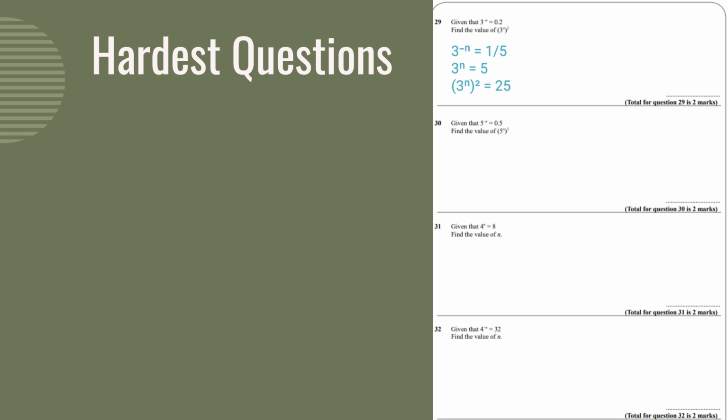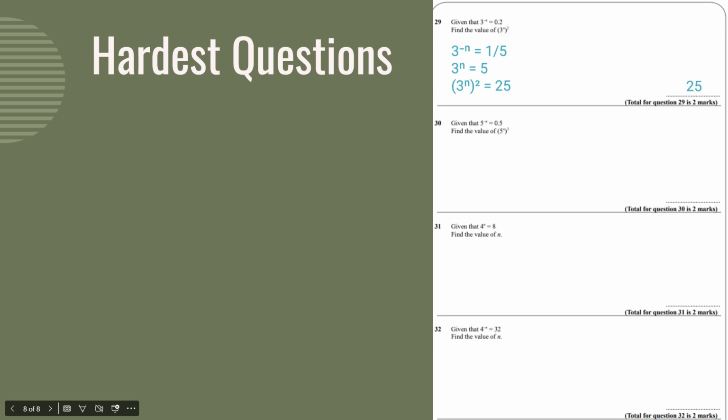As we were on about before, it's 3 to the power of negative 1, this would equal a third. So 3 to the power of n would just be 3. So (3 to the power of n) bracket squared means 5 squared, which is 25, so our final answer is 25.